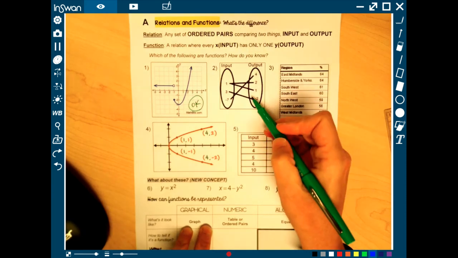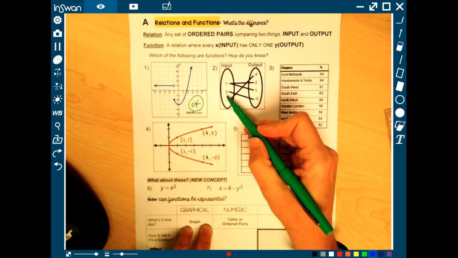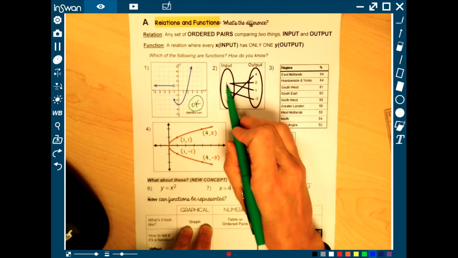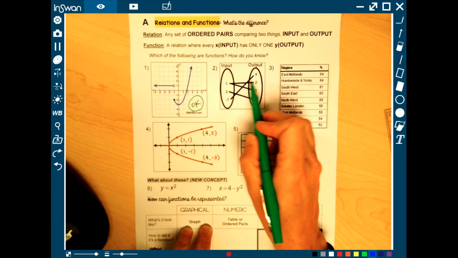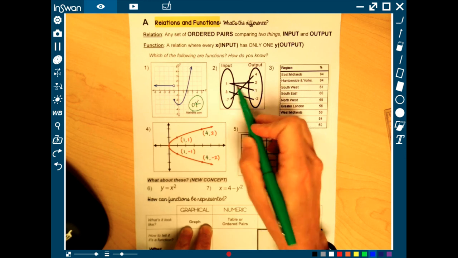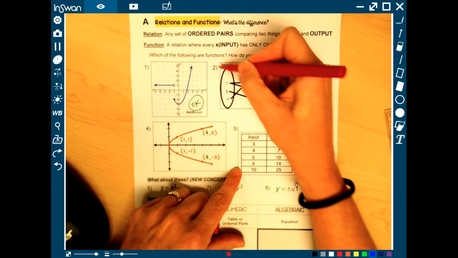Okay. This one here, this is what we call mapping. So I checked each of my x's. They can only go to one y. So this one right here is being mapped to 2 and to 1. That's a conflict right there. That one is not a function.